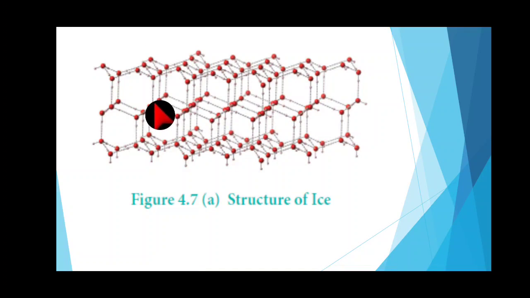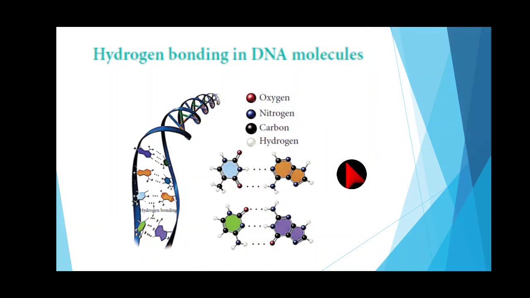Here the structure of ice is given. As in the previous diagram, the oxygen is bonded with hydrogen and a neighboring water molecule's hydrogen, tetrahedrally surrounded by 4 hydrogens. 2 are solid lines, remaining 2 are dotted lines. Likewise in the ice structure, the same water structure of ice is given like this.